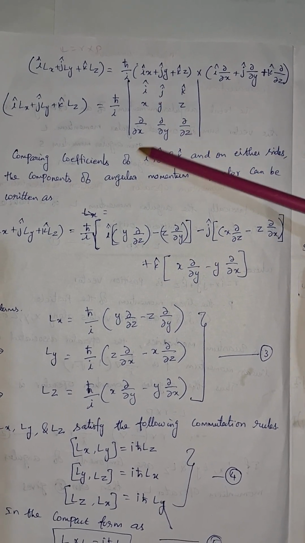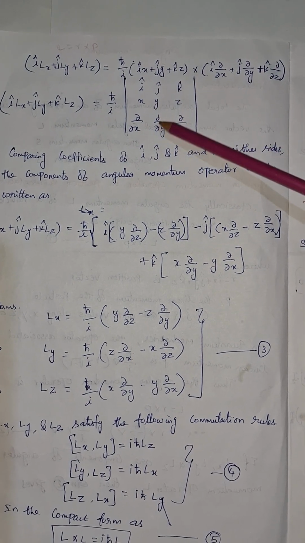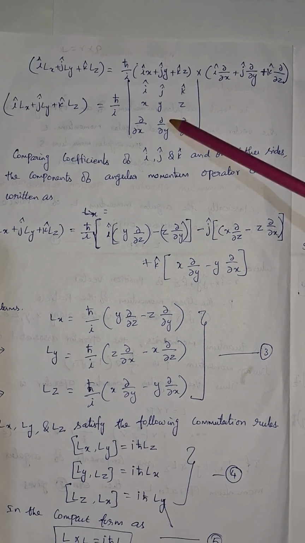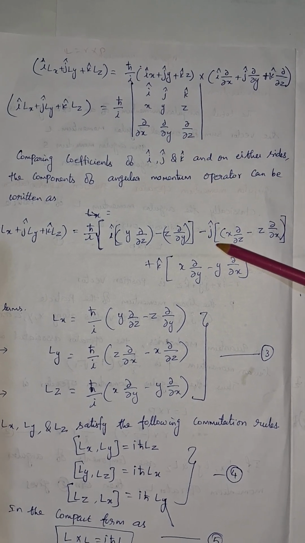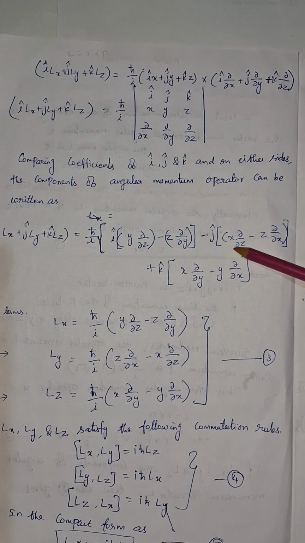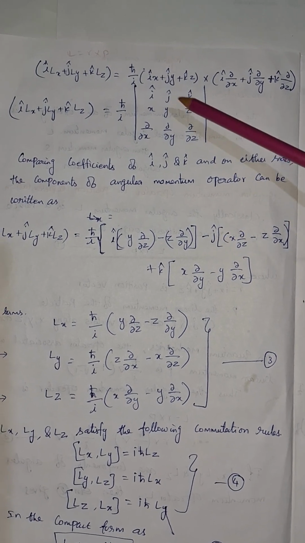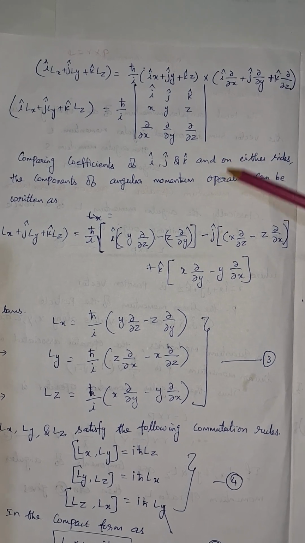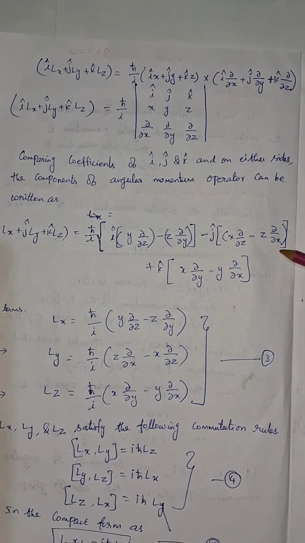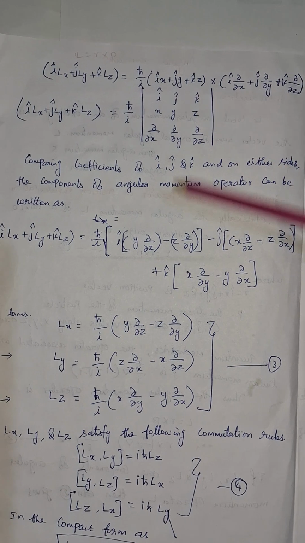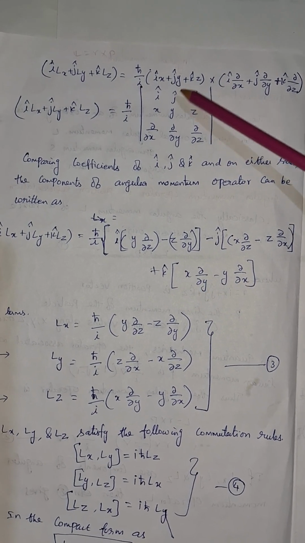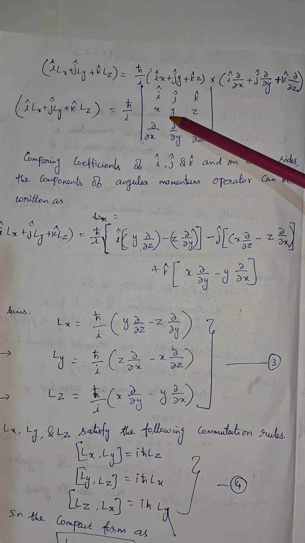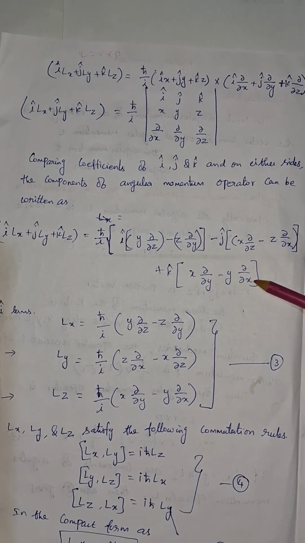For i cap, leave this row and column: y into dou by dou z minus z into dou by dou y. Then second, minus j cap into, leave this column and row: x into dou by dou z minus z into dou by dou x. Then third, plus k cap into, leave these rows and columns: x into dou by dou y minus y into dou by dou x. So this is the third term.